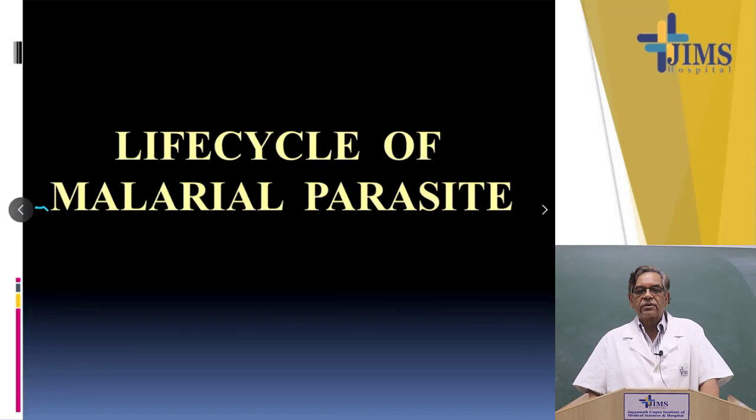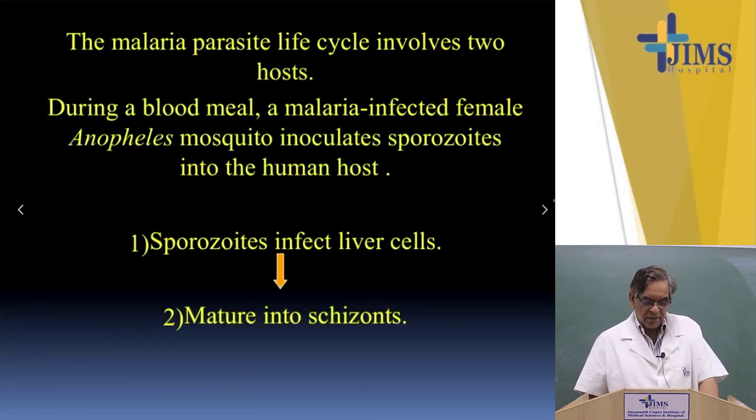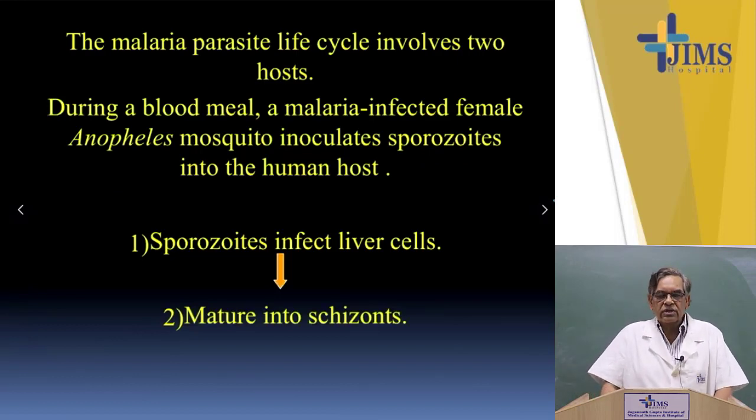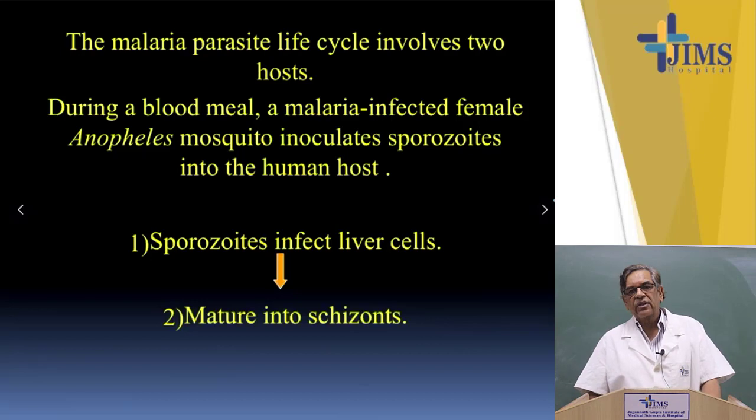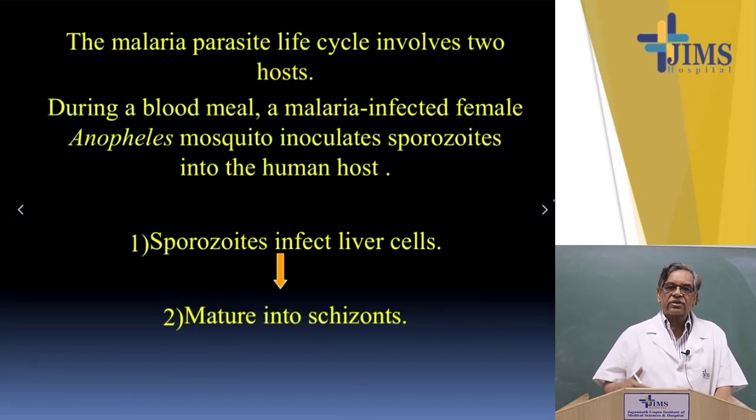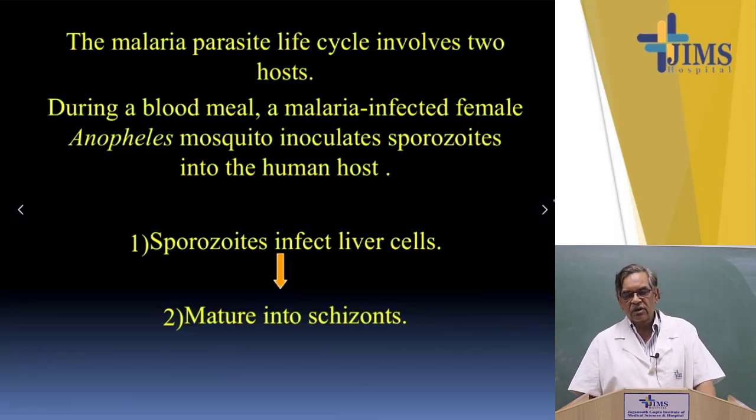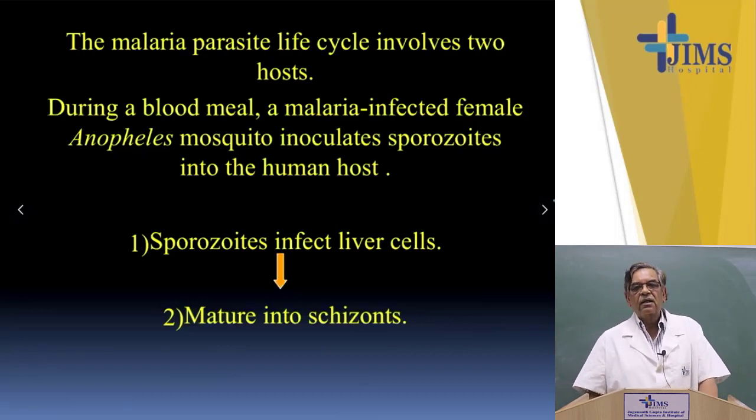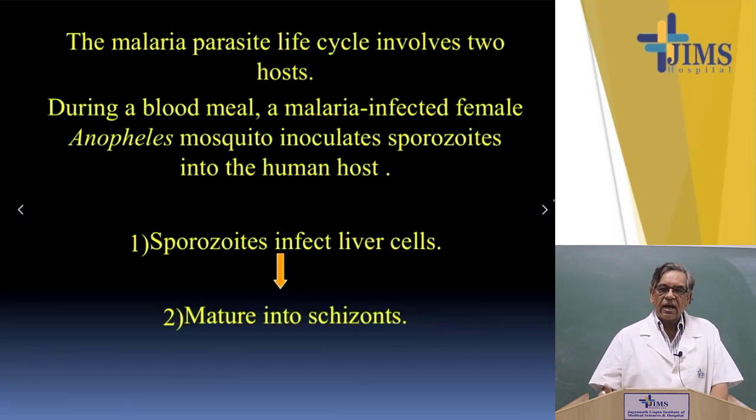The next discussion today is on the life cycle of the malaria parasite. The malaria parasite life cycle involves two hosts. The primary host is the mosquito, which we also call the definitive host, and the secondary host is the human, who we also call the intermediate host. The primary host is where the sexual life cycle happens, and the secondary host is where the asexual life cycle of the parasite happens.